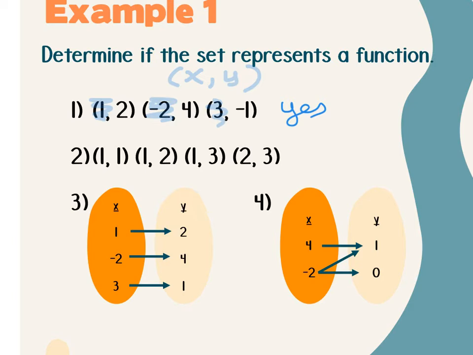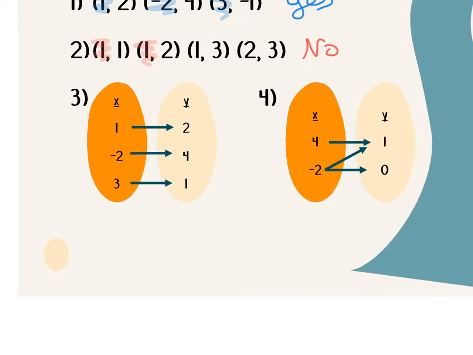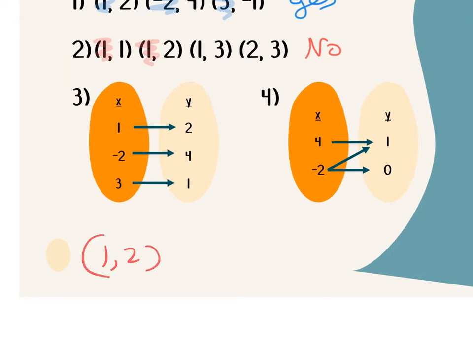But on number 2, if you take a peek at all these x's, as soon as you get one that repeats, you stop and you say, no, this is not a function. So all of the x values need to be different. The y values can repeat. So if I had something like 1, 2, 2, 2, 2, this would be a function because my x's are different, but the y's could be the same.